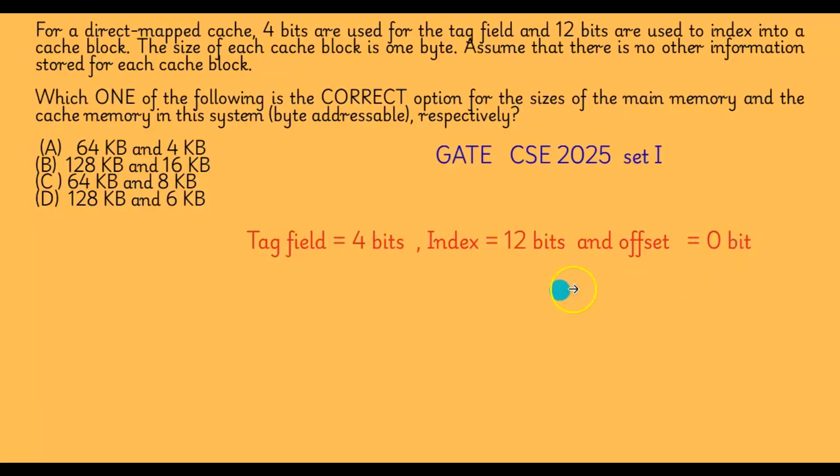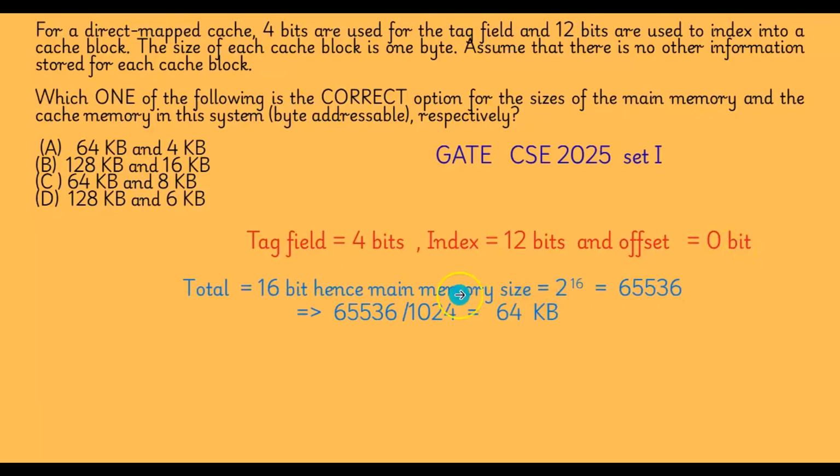So from this, what is the total we can calculate? That is 12 plus 4, 16. So 16 bits. So hence main memory size is 2 to the power of 16. That means 65,536. Okay, that is 65,536 divided by 1024 because we have to express the answer in terms of kilobytes. So 64 kilobytes is the answer for main memory.